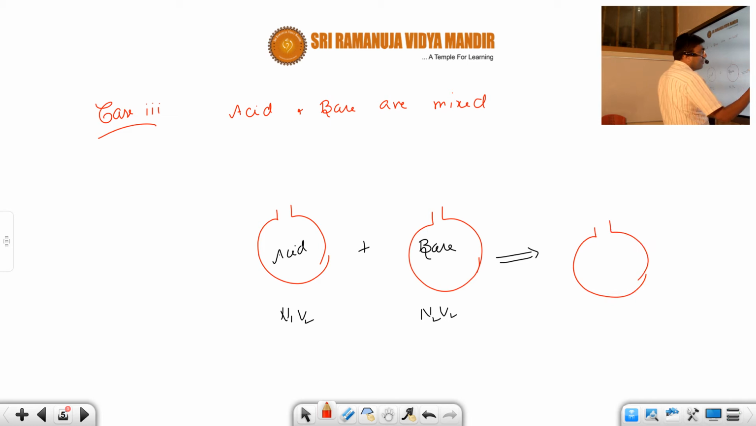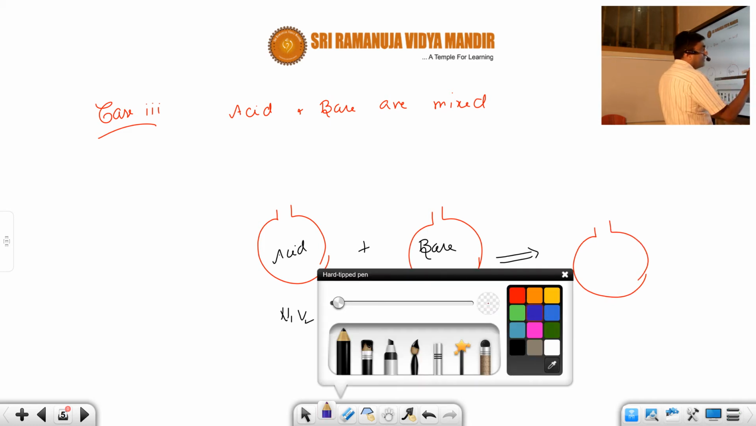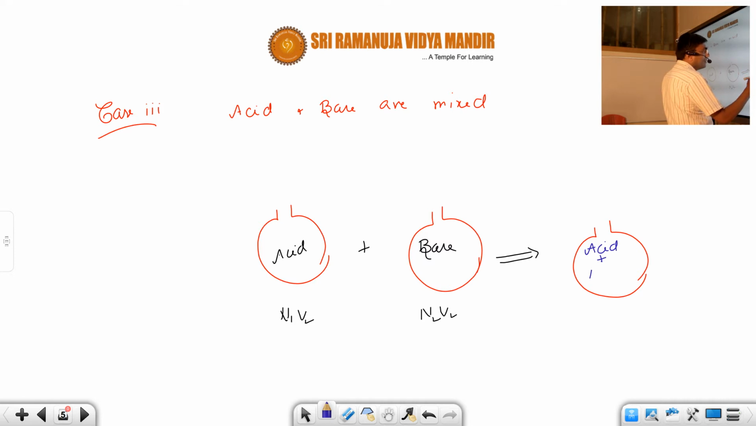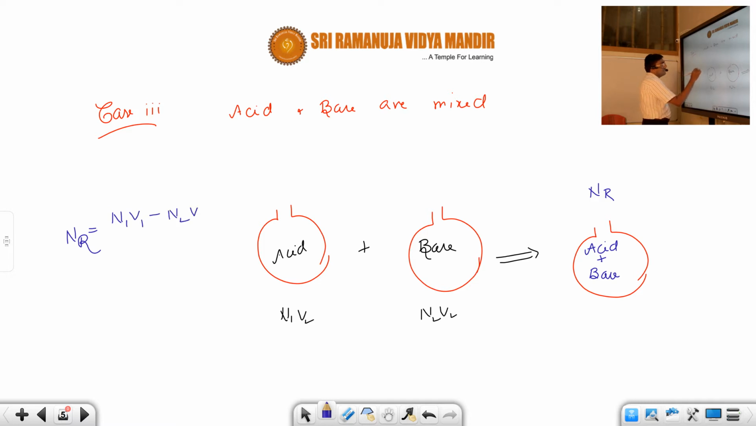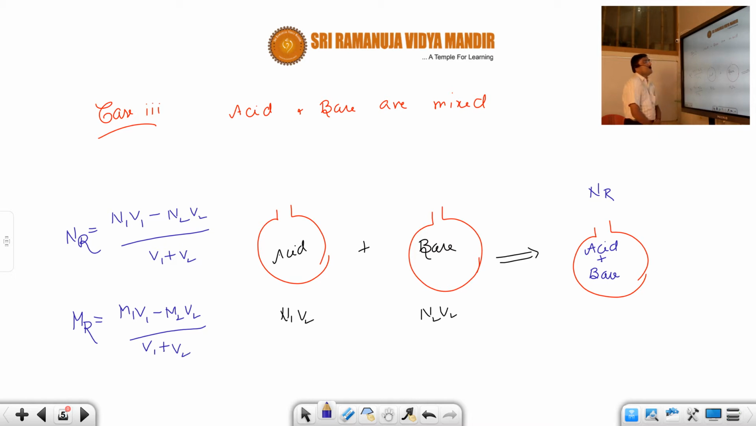Whether these are reactive or non-reactive depends; again, chemistry will vary. Acid plus base, and the resultant normality is how much? Very simple. Resultant normality in this case will be N1 V1 minus N2 V2 by V1 plus V2. Similarly, resultant molarity also this way only, M1 V1 minus M2 V2 by V1 plus V2. So when you want to find the resultant molarity or normality, you can use these formulas.